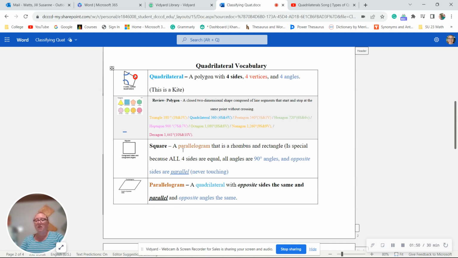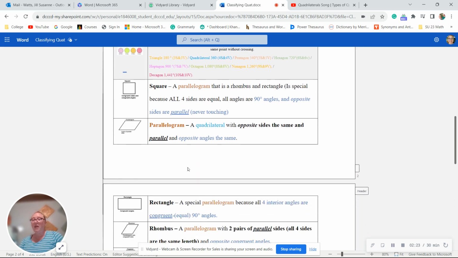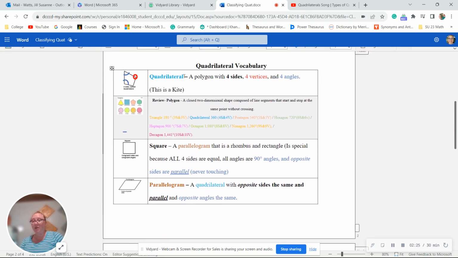So then we have a square. A square is a parallelogram that is a rhombus and rectangle. It is special because all 4 sides are equal and all angles are 90 degrees, and sides are parallel and never touching. So these sides right here are parallel and never touching, okay? This is only a square if all 4 sides are equal, they equal 90 degrees, and opposite sides are parallel and never touching.